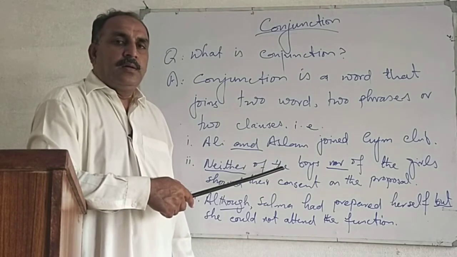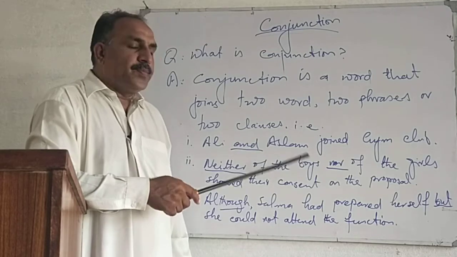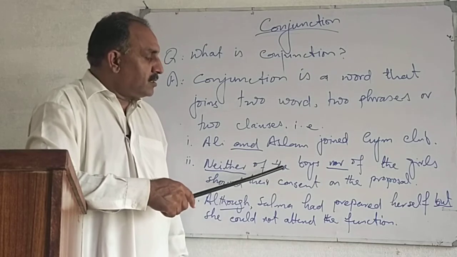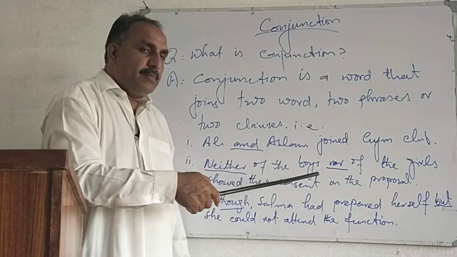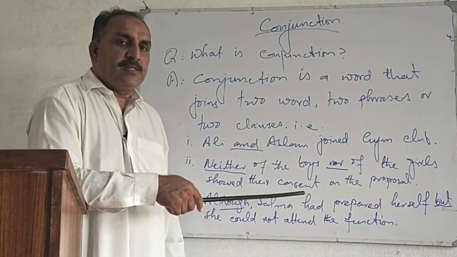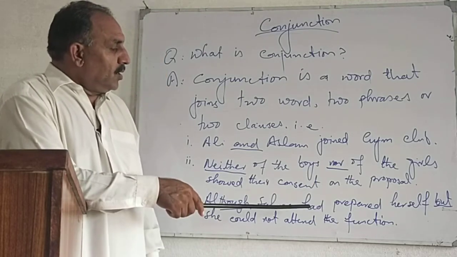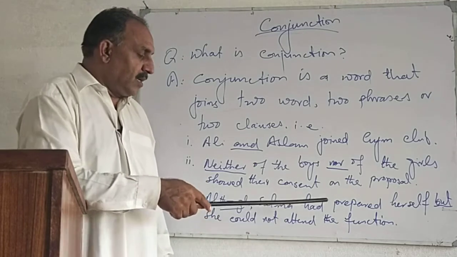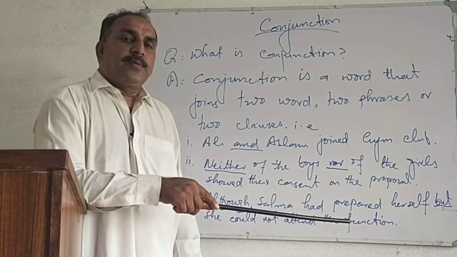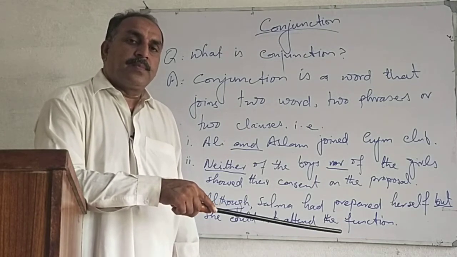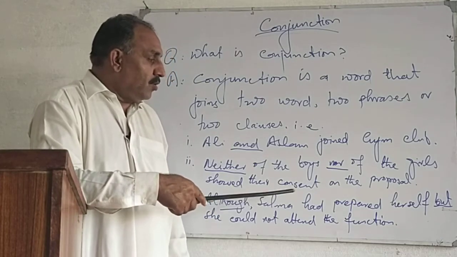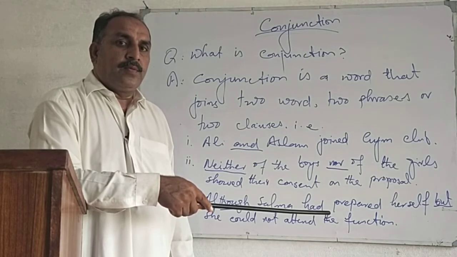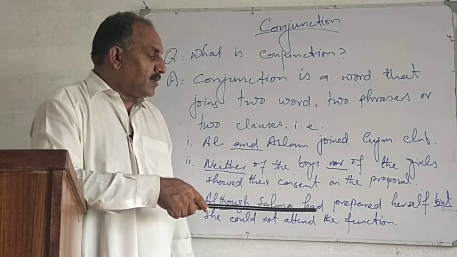Now, this neither and nor saved the time, the repetition, and this neither and nor made this sentence beautiful. Although Salma had prepared herself, but she could not attend the function. You can simply say, Salma couldn't attend the function, but now, although and but, they show the reason why she didn't attend the function.